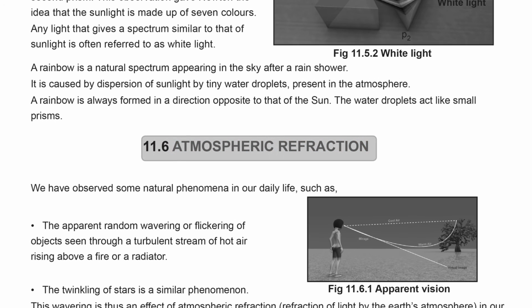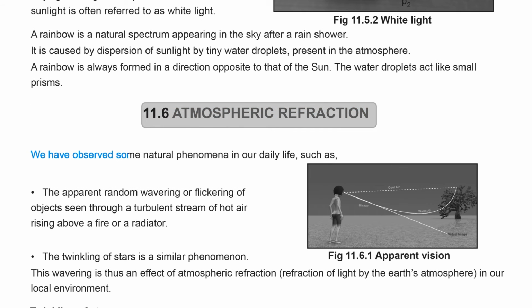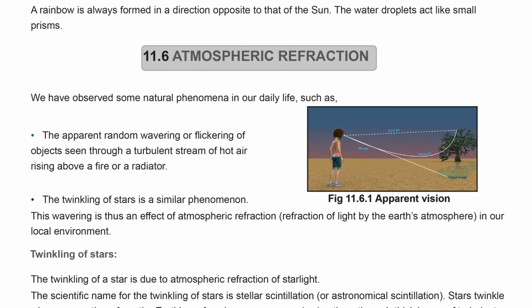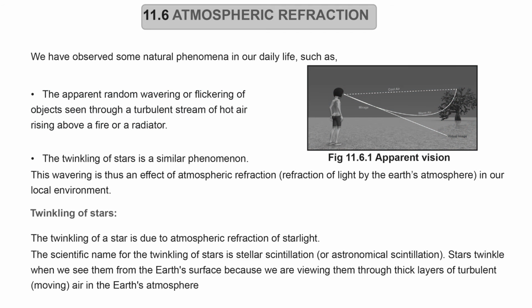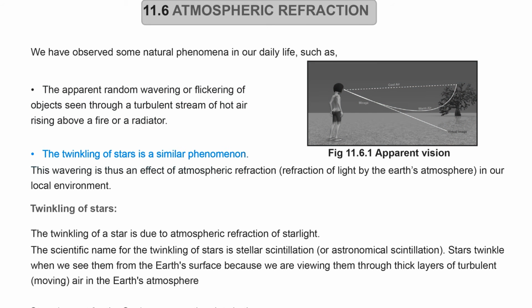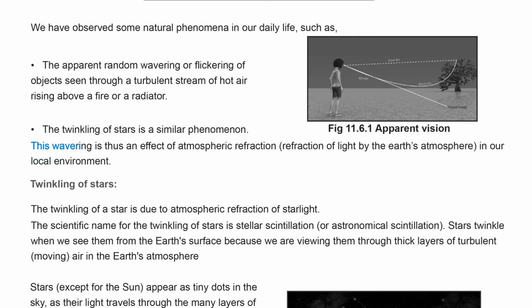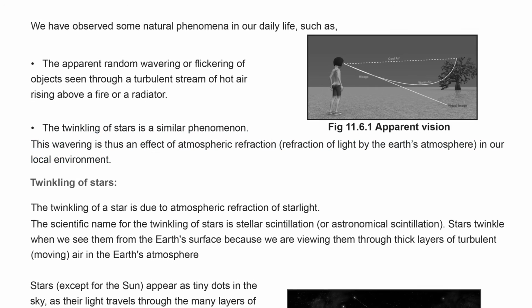Atmospheric refraction. We've observed some natural phenomena in our daily life, such as the apparent random wavering or flickering of objects seen through a turbulent stream of hot air rising above a fire or a radiator. The twinkling of stars is a similar phenomenon. This wavering is thus an effect of atmospheric refraction, refraction of light by the Earth's atmosphere in our local environment.